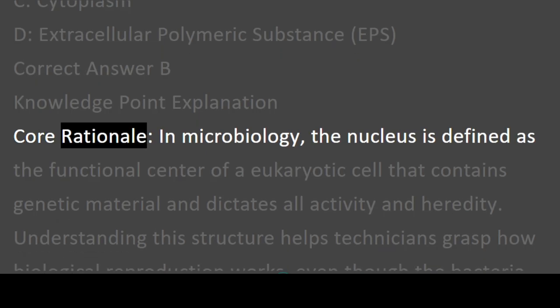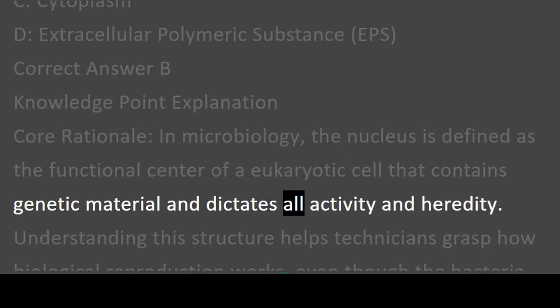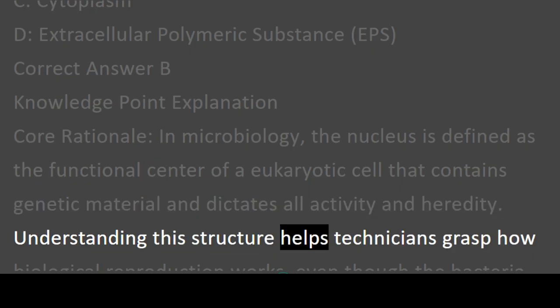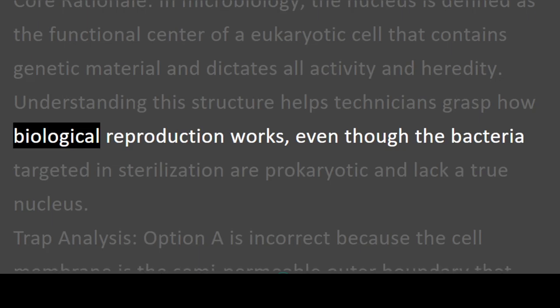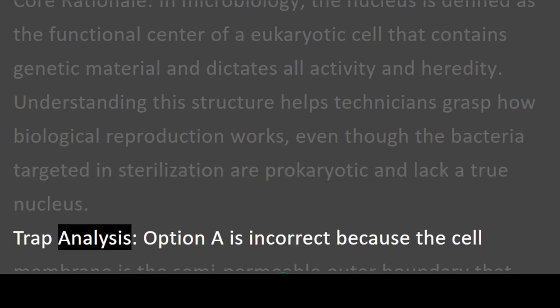Core rationale. In microbiology, the nucleus is defined as the functional center of a eukaryotic cell that contains genetic material and dictates all activity and heredity. Understanding this structure helps technicians grasp how biological reproduction works, even though the bacteria targeted in sterilization are prokaryotic and lack a true nucleus. Trap analysis.